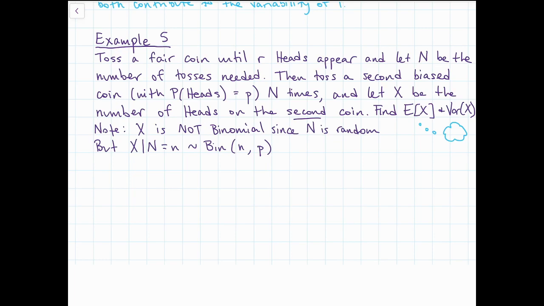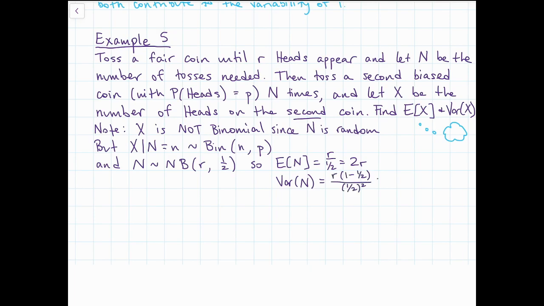X on its own is not binomial because the parameter, the number of trials that we do, the number of times we toss that second coin, is random. But if we know that capital N is equal to little n, then X given N equals n is binomial. We also know that N itself is negative binomial with parameters r and 1/2. So that tells us that the expected value of N is 2r, and the variance actually also happens to be 2r. It's a coincidence that they're equal here.